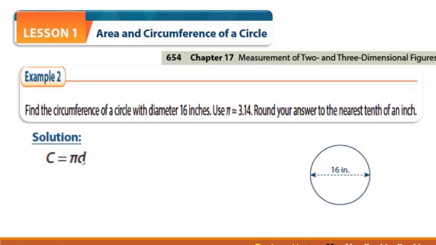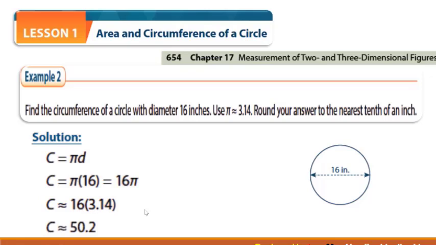So I replace D and pi with the numbers. I have a multiplication here, pi and D. Pi is 3.14 and D is 16. So I start with D, which is 16. So the answer will be 16 pi. Then I change pi to 3.14. This bracket means multiply. So 16 multiplied by 3.14. This will be my answer after rounding to one decimal place, meaning tenth.